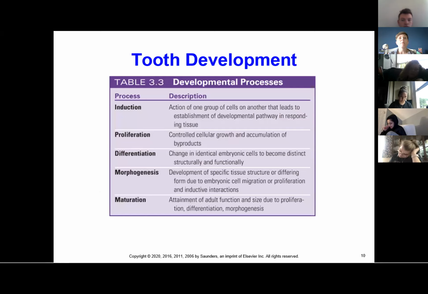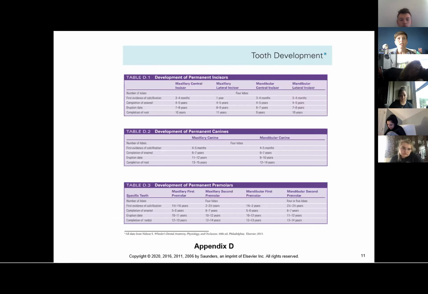I'm seeing this picture again, but we did talk about it in chapter 3. So, right, our tooth development goes into the developmental process. Like I said, we have our induction, our proliferation, our differentiation, our morphogenesis, and our maturation.